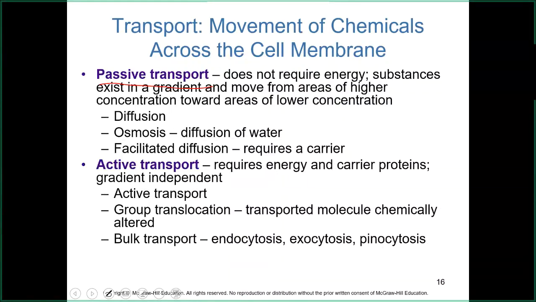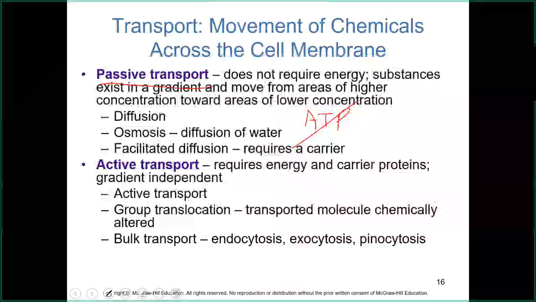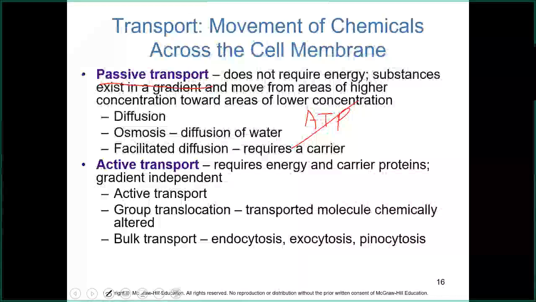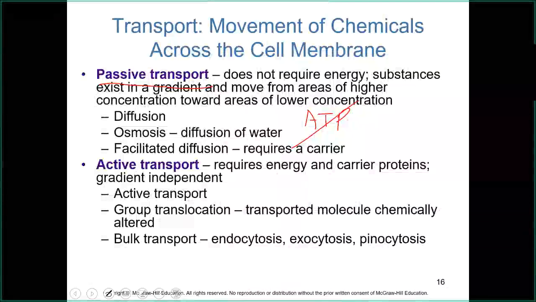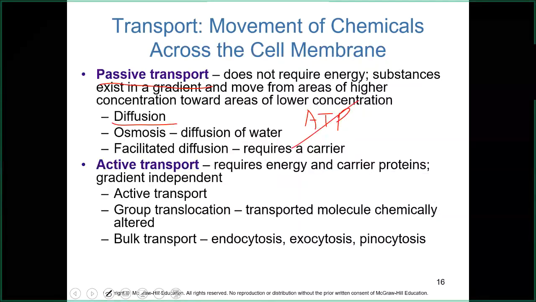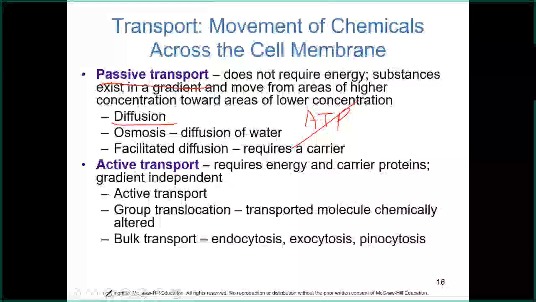So in the case of passive transport, ATP is not required, right? There's no ATP expended in passive transport types of movements of materials across membranes. And so the types of passive transport include diffusion, which is the movement of materials other than water down a concentration gradient into a cell, right? So the concentration of the substance is really high outside of the cell and it's low inside. So there's a gradient, a gradation of concentration.